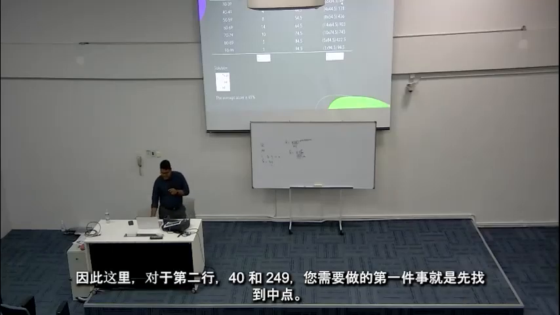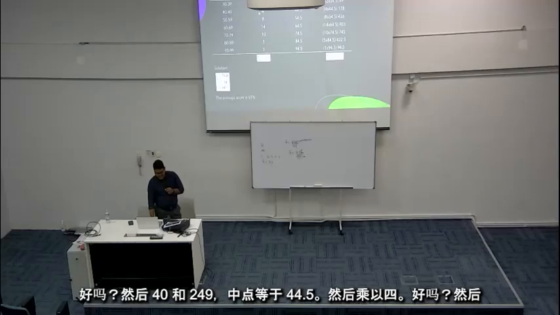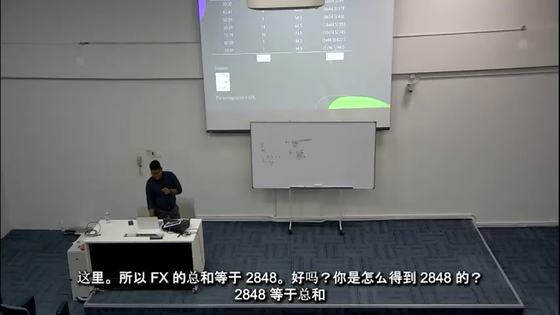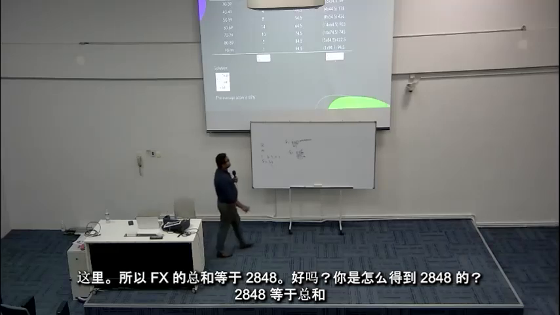For the second row, 40 until 49, the first thing you need to do is find the midpoint. The midpoint for 40 until 49 is equal to 44.5. Then you multiply by 4, and you get 178. You need to do all the class intervals here and get the summation of fx. So the summation of fx is equal to 2848. How do you get 2848?